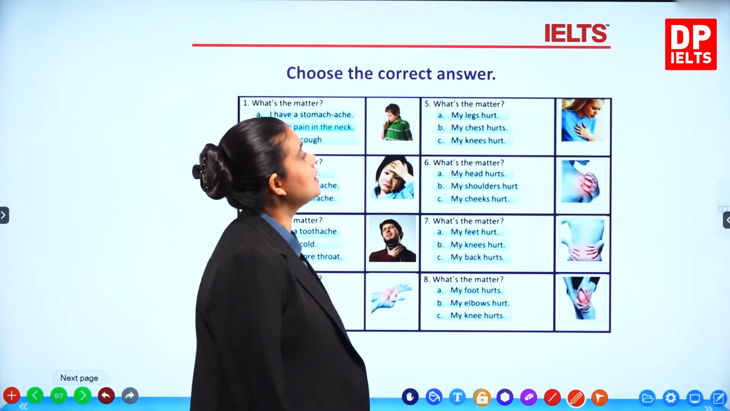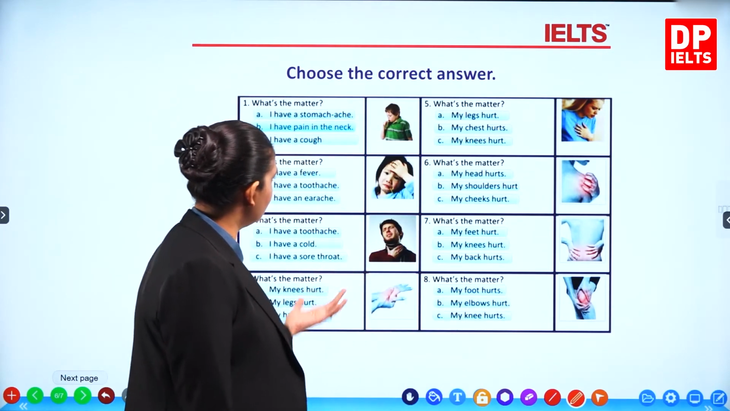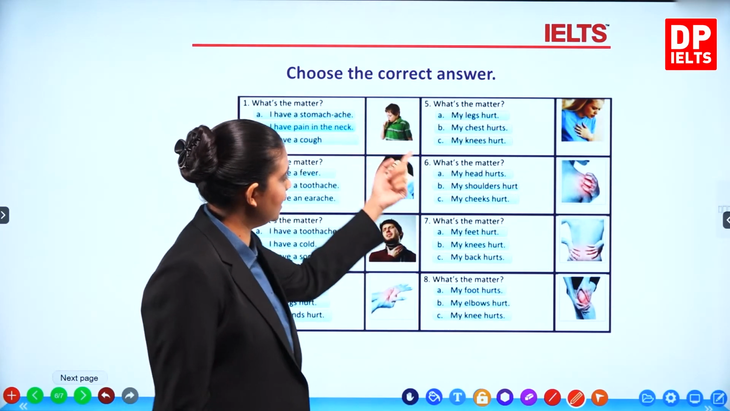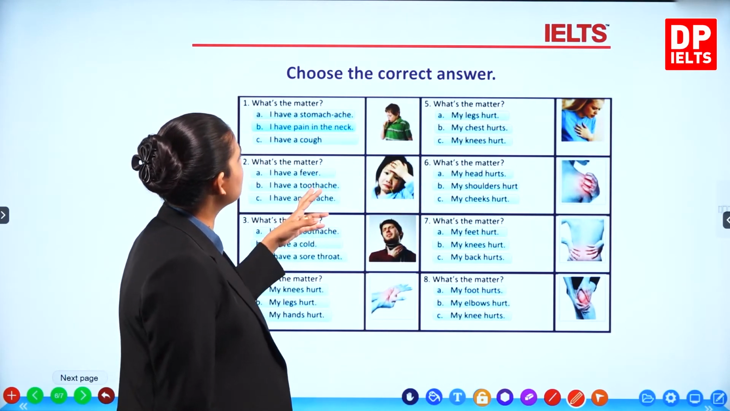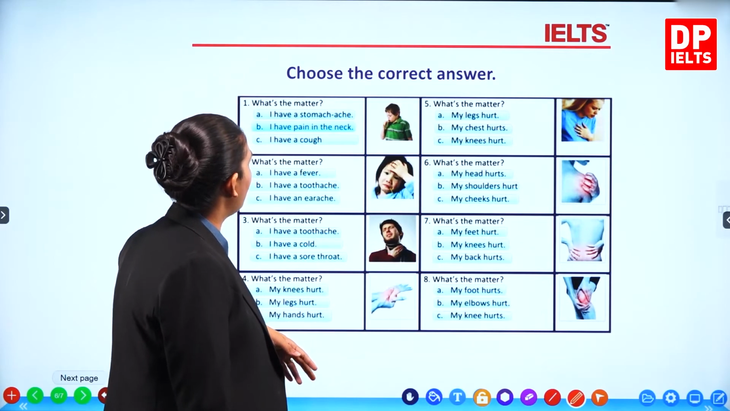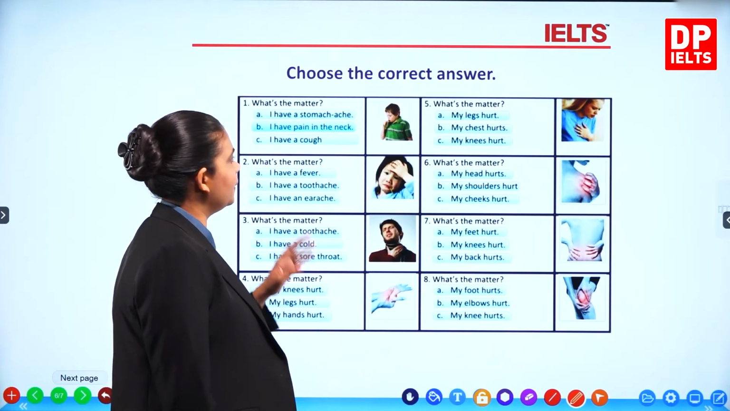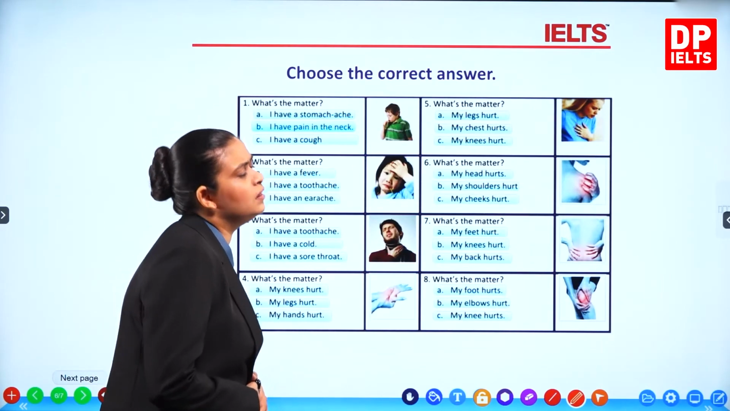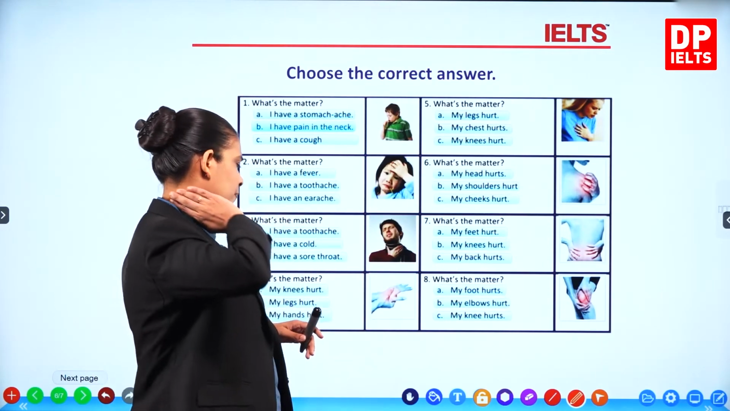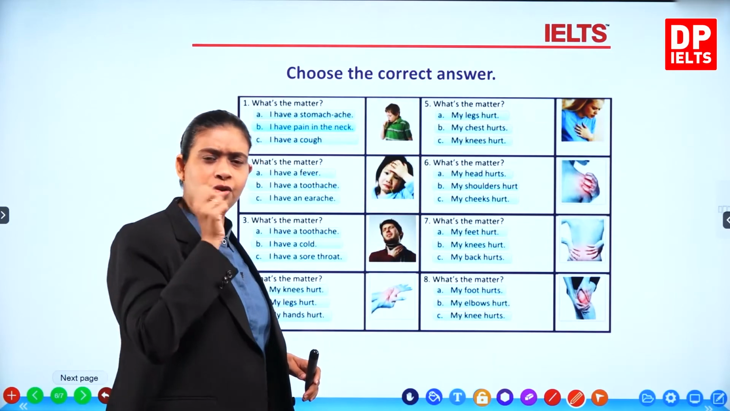Choose the correct answer. So let us have a look at the picture and try to select what are the answers. What's the matter? I have a stomachache, I have a pain in the neck, I have a cough. Now when you say stomachache, where would you hold here? Stomachache. I have a pain in the neck. When you do this, what does it mean?